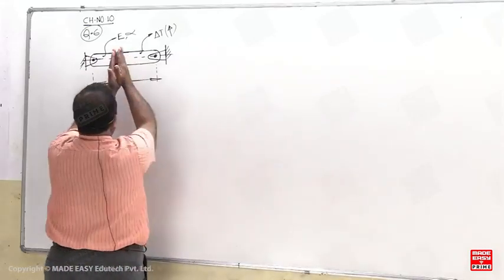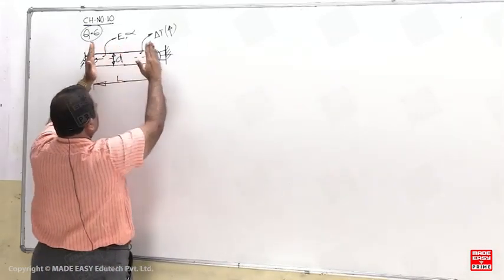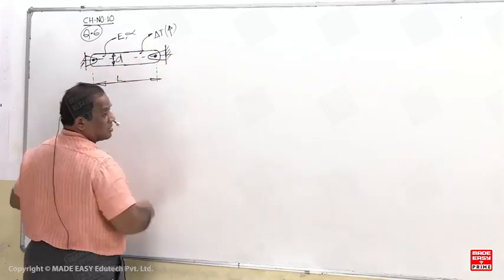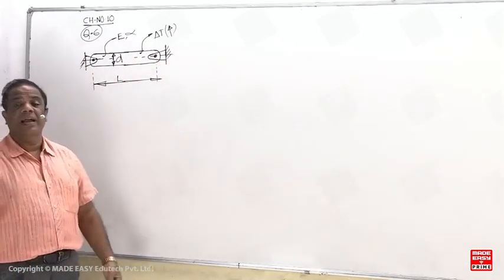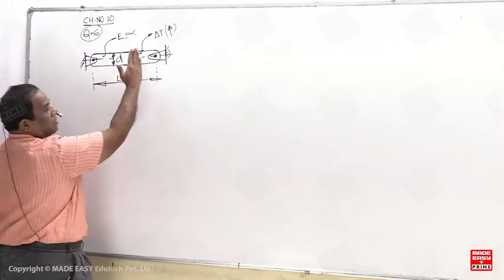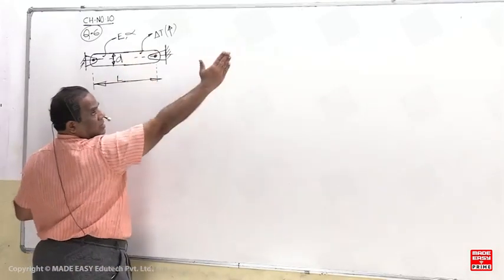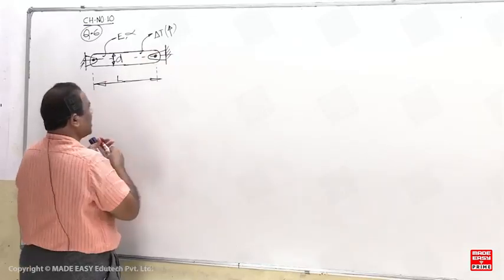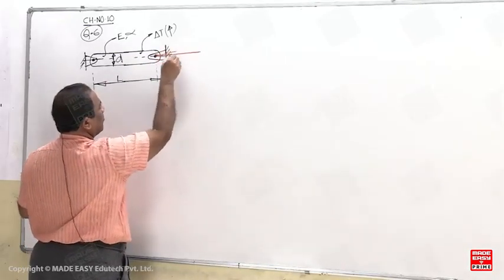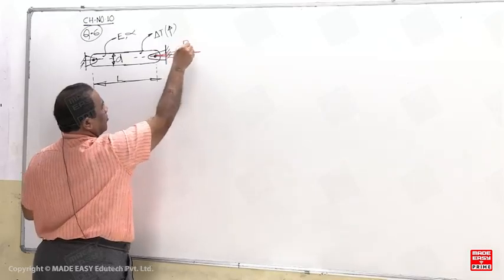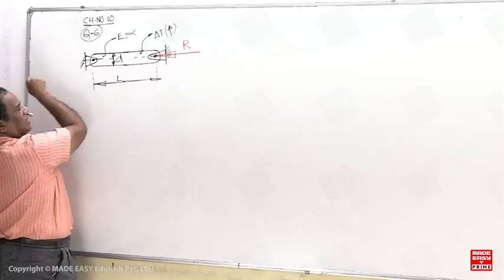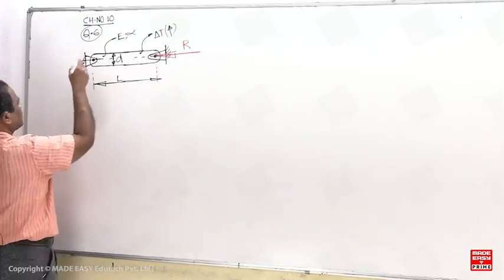When the temperature increases, the bar will try to expand towards left and right. But these supports will not permit, therefore this will come under completely restricted expansion. So when the bar tries to expand towards the right, this support will offer a reaction towards the left. When this end tries to expand towards the left side, the support will offer a reaction towards the right side.